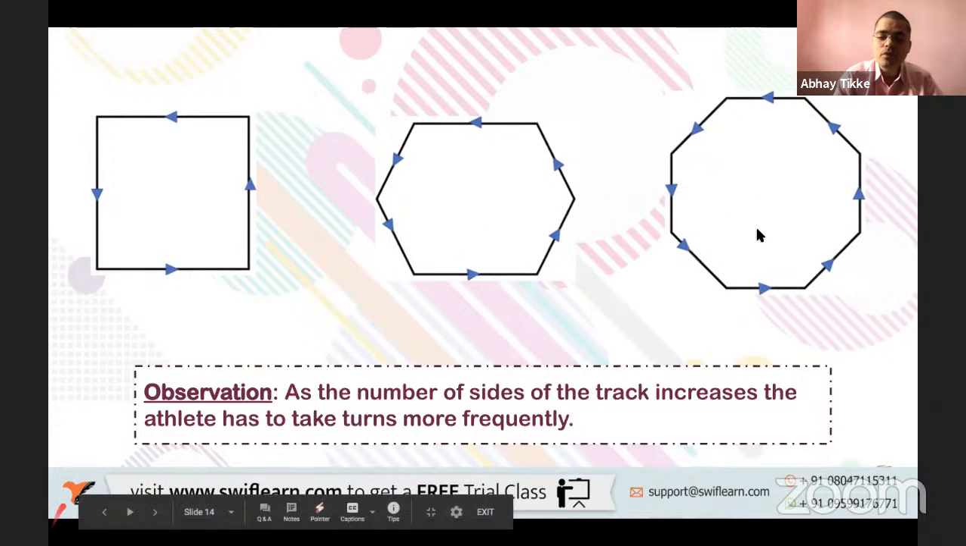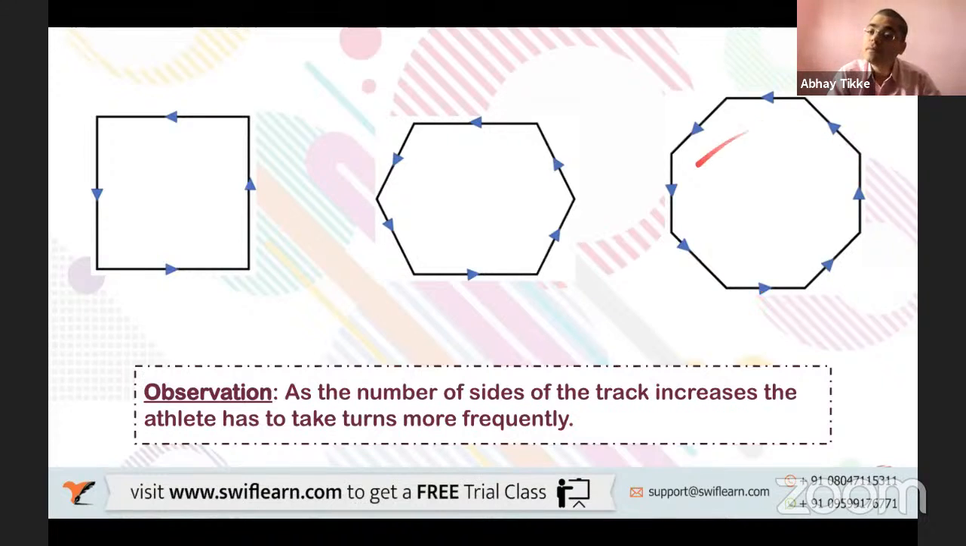And third case we discussed about octagon. As the number of sides increases, the athlete has to take turns more frequently. Now instead of octagon, if I take 12 sides, then how many times do you have to change the direction? 12 times. If there are 16 sides, how many times do you have to change the direction? 16 times. Are you able to understand this?